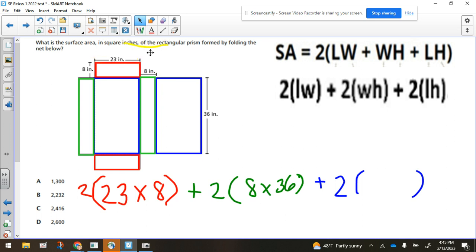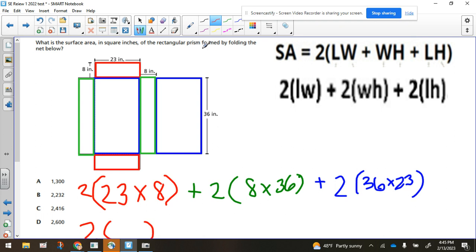I didn't draw that very straight, but you get the idea. This has to be 23. Let me delete that. So it's 36 by 23. So for you to finish this up, you would find what the product of 23 times 8 is and write it in the parentheses. You would find what 8 times 36 is and put it in the parentheses. And then you would find what 36 times 23 is and put it in the parentheses.